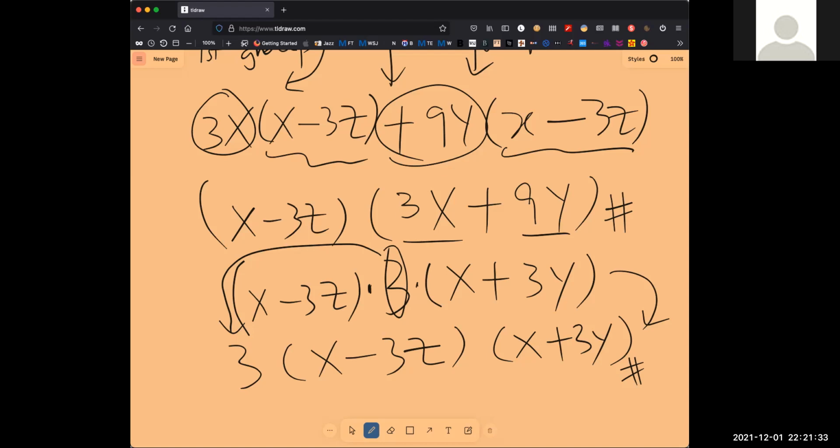Okay. Then for B, it is 2 terms. So for 2 terms it is easy. With 2 terms you don't have to group. This is already a group. So for 2 terms you just take out the common factor.